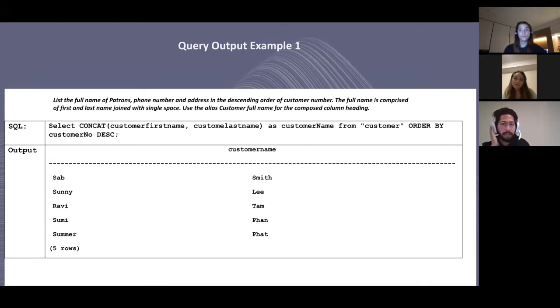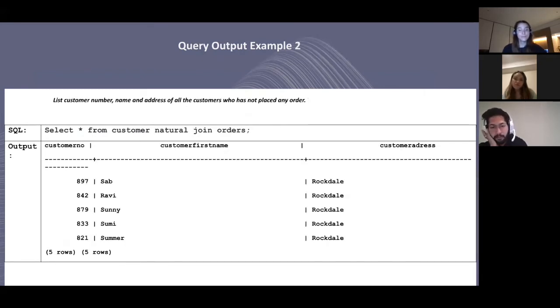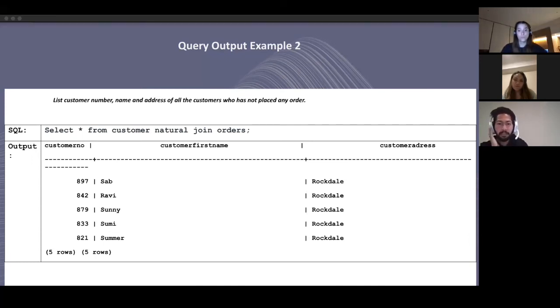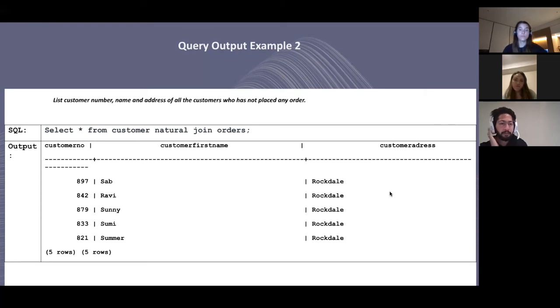Now I'm talking about the second SQL query. It is about listing the customer number, name, and address of all the customers who have not placed any order. Again, we ran the select command in SQL from customer natural join orders. It shows the output of customer number, customer name, and customer address. There are again five rows of customer name, number, and address, and we can see that they are the same names we found in the first query.